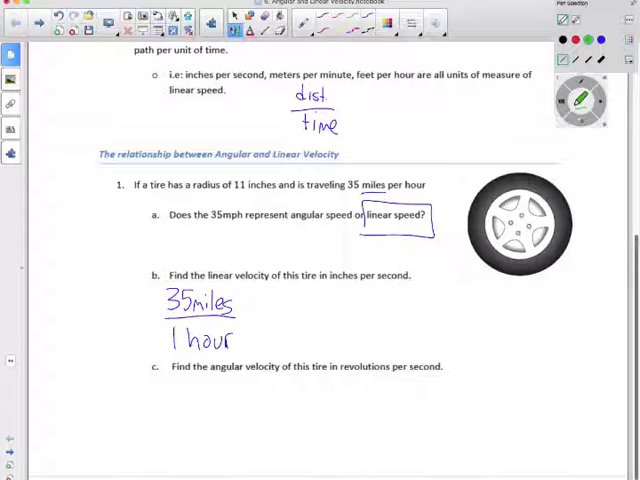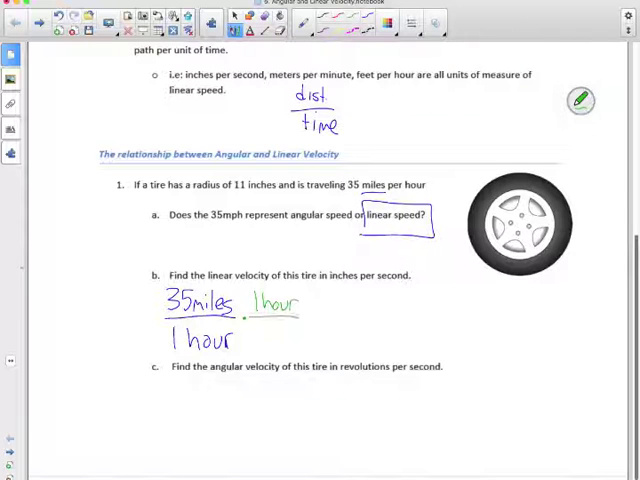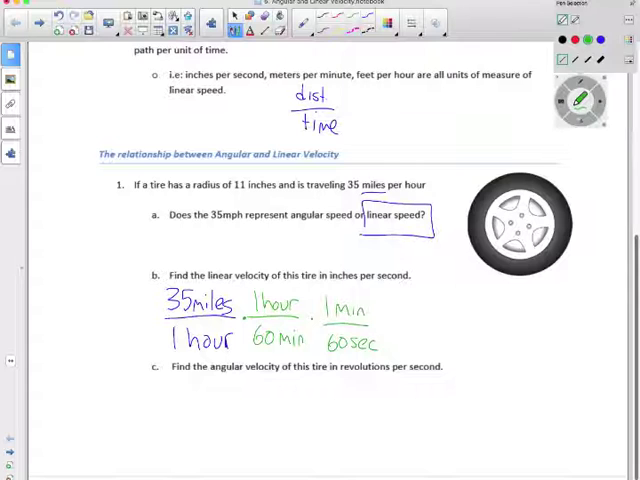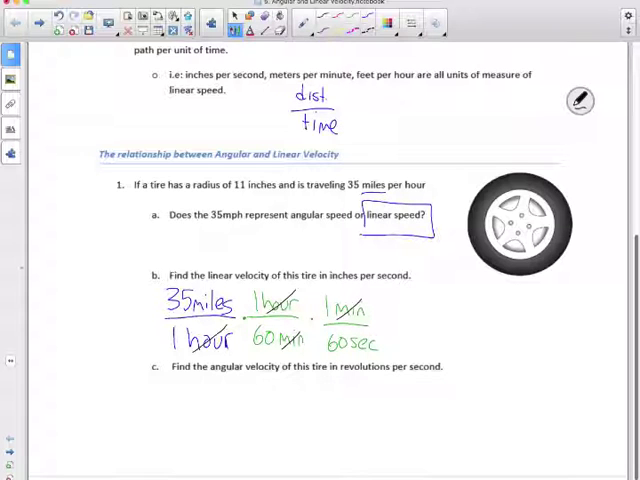The way I'm going to do that is what's called unit cancellation. So I have 1 hour is the same exact thing as 60 minutes. And 1 minute is the same exact thing as 60 seconds. The reason that I am doing this is because now my units cancel. Hours cancels with hours, minutes cancels with minutes. If I were to multiply this all the way across, I would have 35 miles, there's no other units on top, divided by 3,600 seconds.